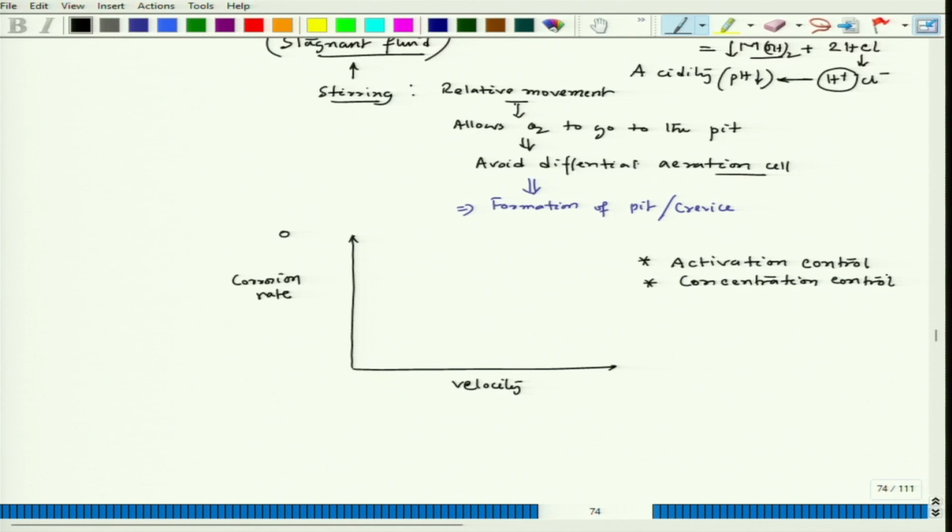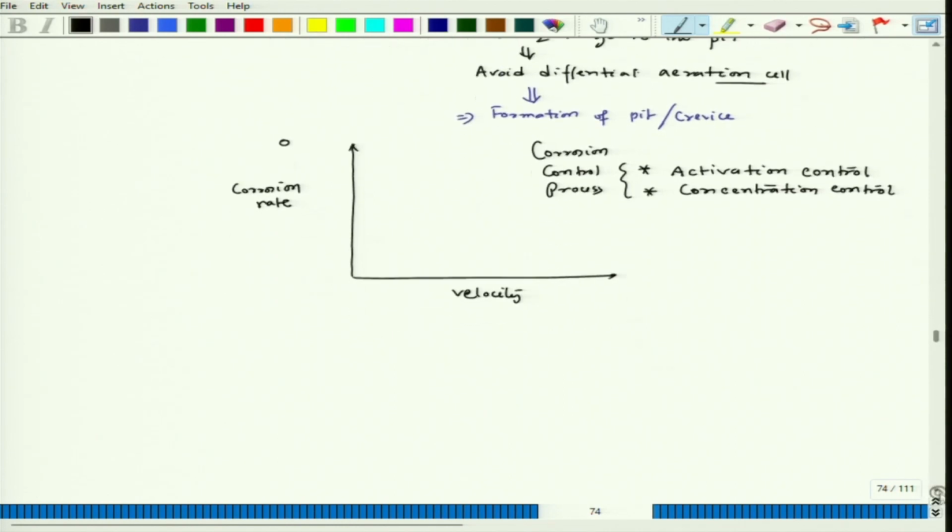So, here it is basically the corrosion control process. Now, what do we mean by activation control? When the corrosion process is via active polarization control, so if we consider again this E versus log I plot.